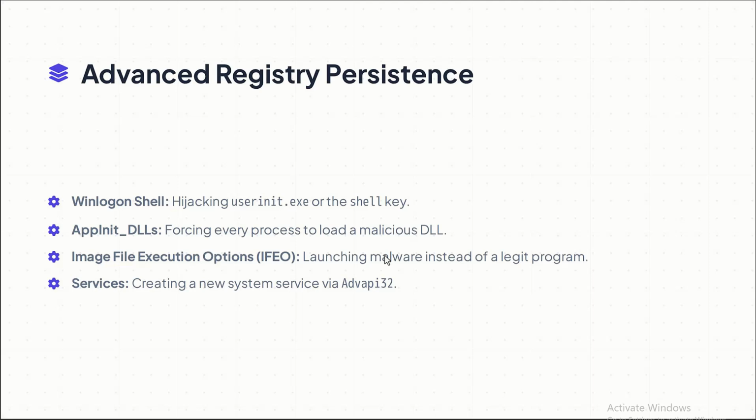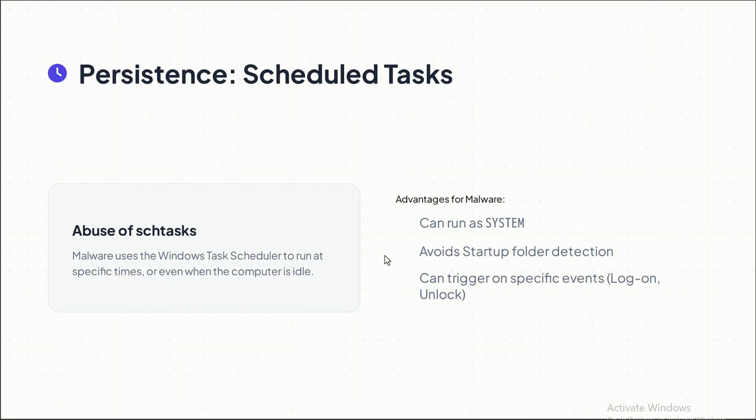And attackers get persistence on your machine through a service, creating a new system service via advapi32. So advapi32 is also abused by attackers because it can work with the registry, system services, and so on.